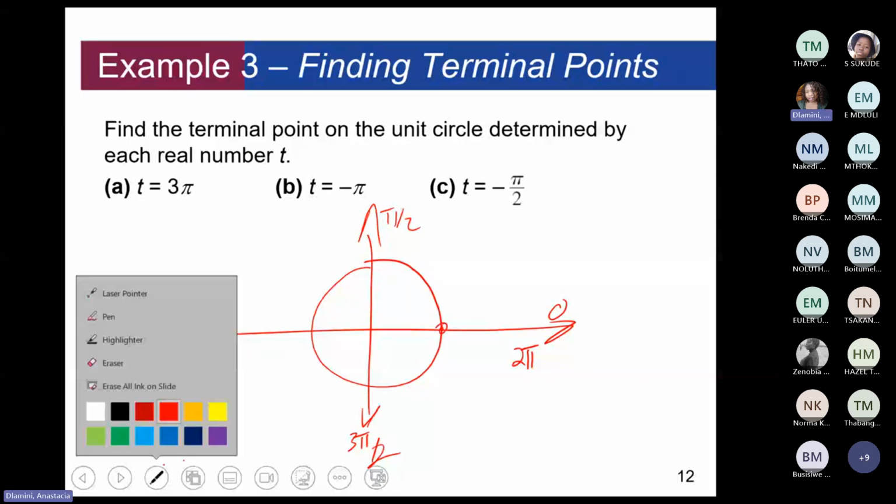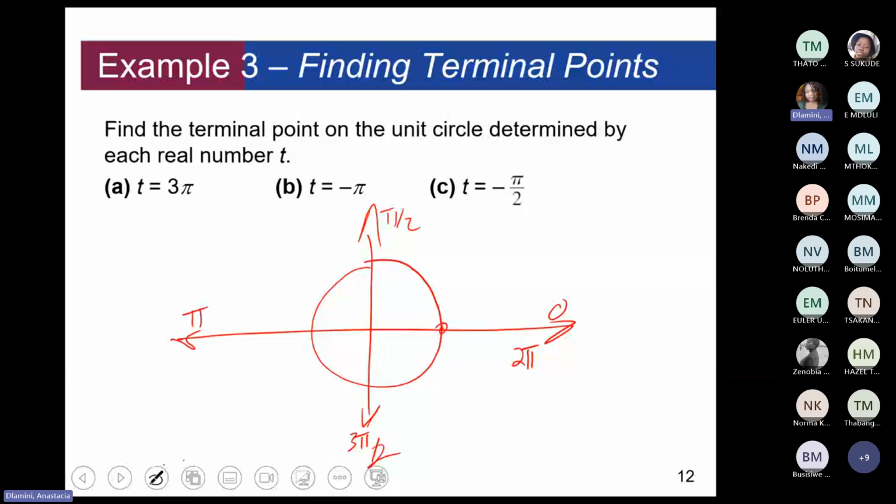I changed the color. So we said this point over here is (1, 0), this is (0, 1), this is (0, -1), and this is (-1, 0). And this is (0, -1). So we always start at (1, 0) because t is positive.